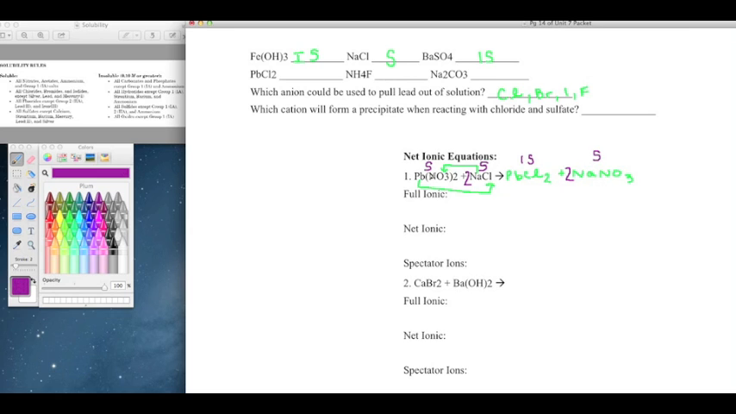Just as a reminder, for your full ionic, if it is soluble, you need to write them as their ions. If it's insoluble, write them as a compound. So I'm going to divide this up into their ions.